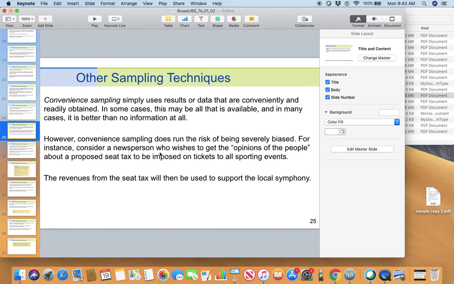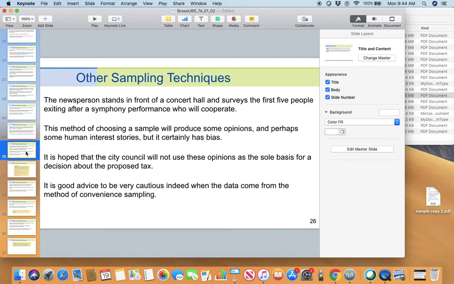For instance, consider a news person who wishes to get opinions of the people about a proposed seat tax to be imposed on tickets to all sporting events. Revenues from the seat tax will then be used to support the local symphony. So, who do you ask? Do you ask the local symphony people or do you ask the people who are attending sporting events? You see, you cannot just conveniently choose one over the other.